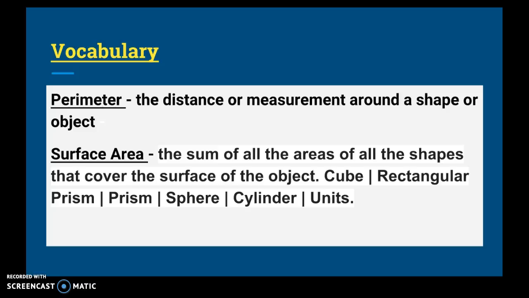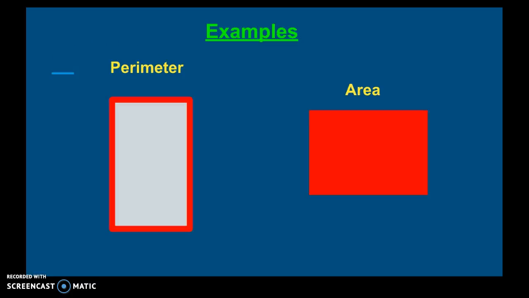So the two main vocab words I have for you today are perimeter and surface area. Up here it says perimeter, the distance or measurement around a shape or object. And surface area is the sum or the total of all the area of all the shapes that cover the surface of an object: cube, rectangle, prism, cylinder, such as the ones listed in front of you.